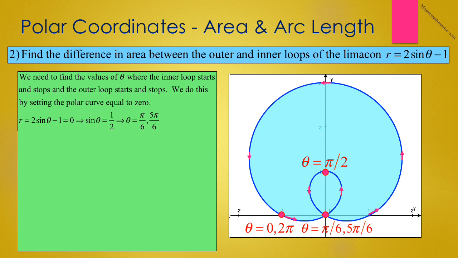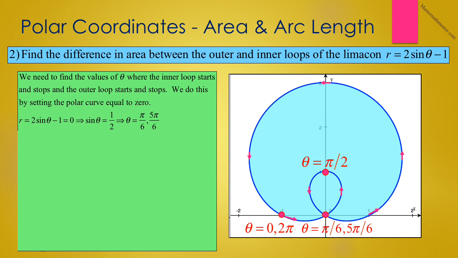In order to set up our integral, it is important to understand how this graph is generated. When theta is equal to 0, r equals -1. So we are at the rectangular point -1, 0. We follow the arrow and we get to the origin. That occurs at theta is equal to pi over 6.